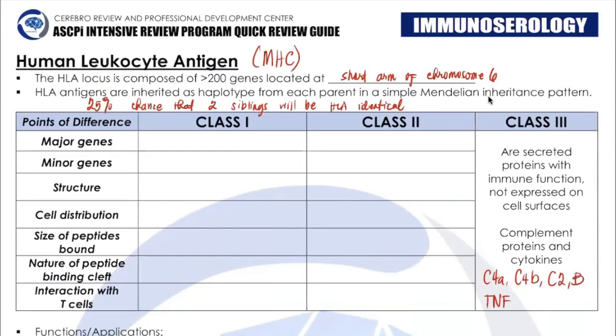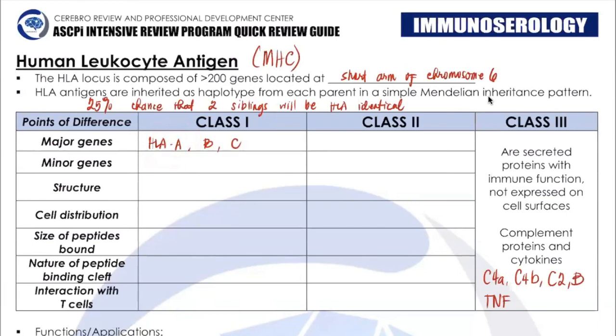Now, for class 1 and class 2, so for class 1, take note natin muna yung major genes niya. So we have HLA-A, of course, and B and C. So we have HLA-A, HLA-B, HLA-C. And take note na itong mga HLA na ito, meron silang mga multiple alleles. So each locus, kasi tawag natin dito locus, HLA-A is a single locus. So meron siyang mga multiple alleles within that locus.